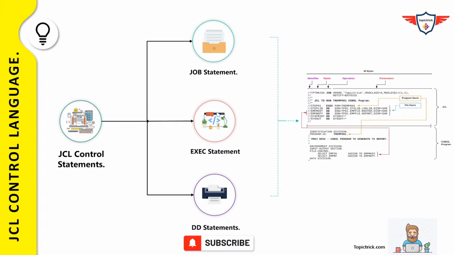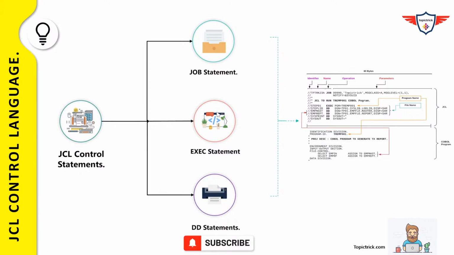Now the question is, do you really need to include all three types of control statements in a JCL? Well, the answer is no. You should always remember that every job must contain a minimum of the following two types of control statements.